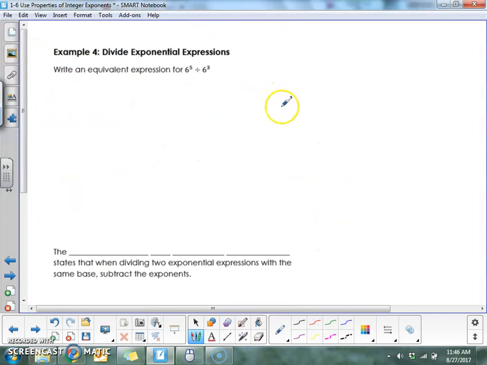The last powers property that we're going to learn today is when you're dividing exponential expressions that have the same base. So for this, we're going to start by rewriting this as a fraction. So remember, division can be written as a fraction, so I can rewrite this as 6 to the 5th power divided by 6 to the 3rd. And those are the same base.